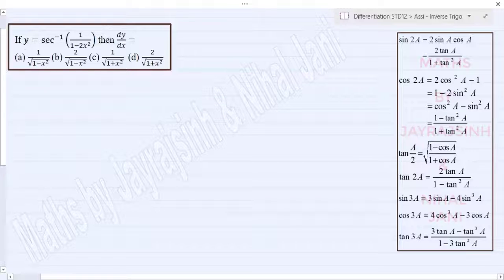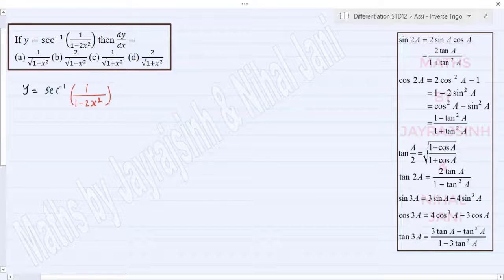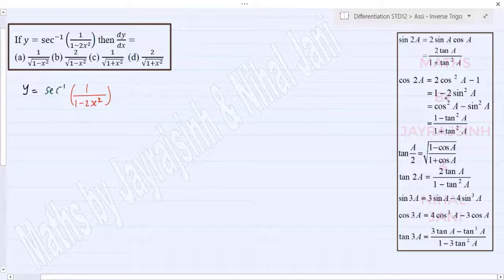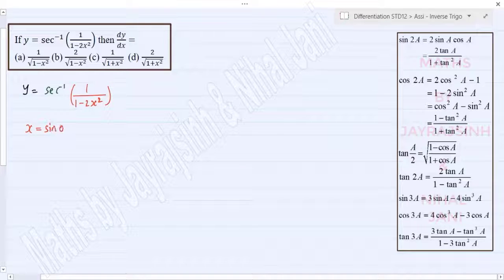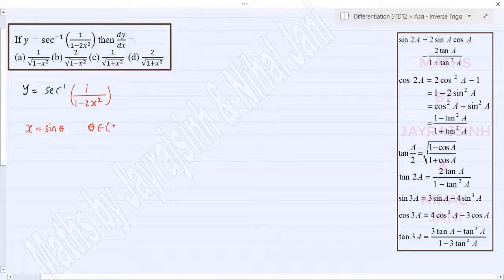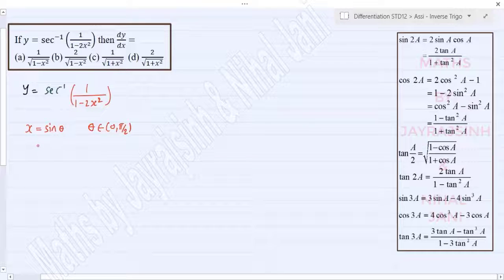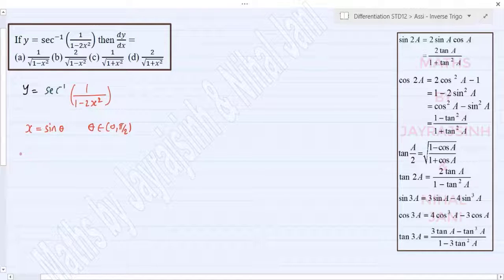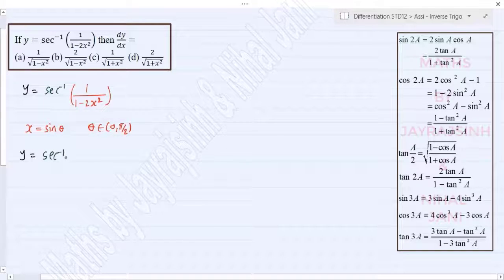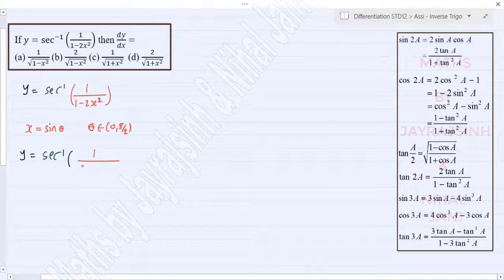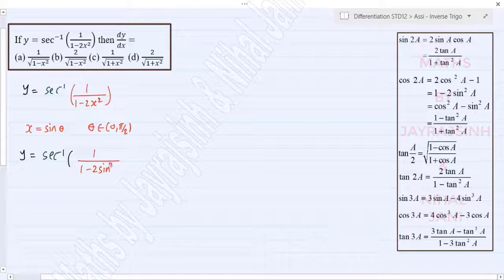In this question, we have y is equal to sec inverse of 1 upon 1 minus 2x square. To simplify our y, this 1 minus 2x square is quite similar to 1 minus 2 sine square a. So it is preferable that we assume x is equal to sine theta, where theta belongs to 0 to pi by 2. Let's substitute the value of x, and you will get y is equal to sec inverse of 1 upon 1 minus 2 sine square theta.